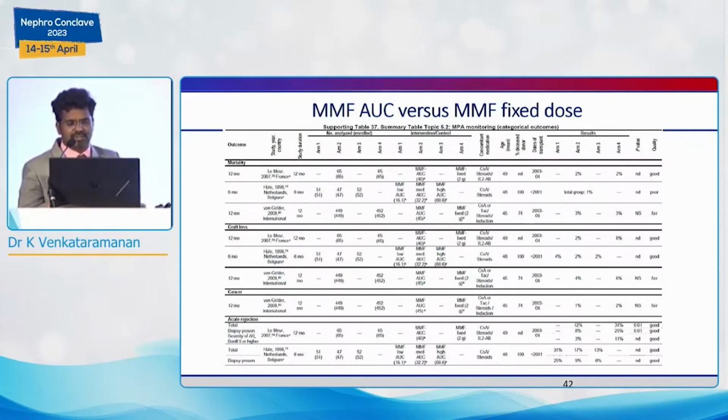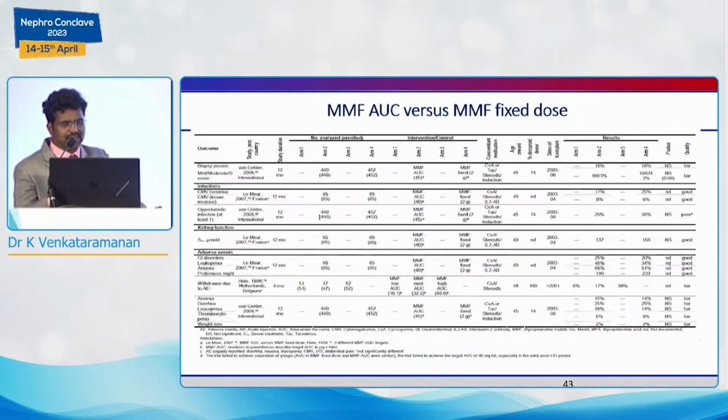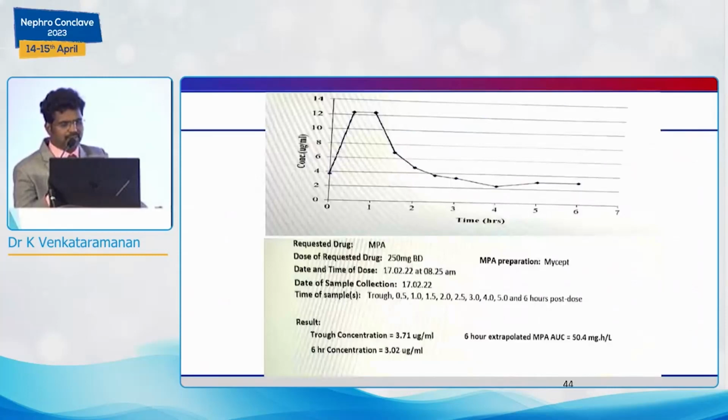In this study they have shown that they used low, medium, and high area under curve groups and compared them with a fixed dose, for example 20 to 40 and 40 to 60. They showed there was some significant difference in rejection compared to the fixed dose, but it's still not recommended to go by area under curve because there is no clear evidence that you definitely have to monitor the MMF that way. So this is what they normally do in CMC.